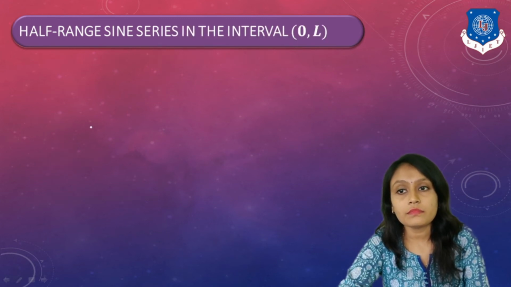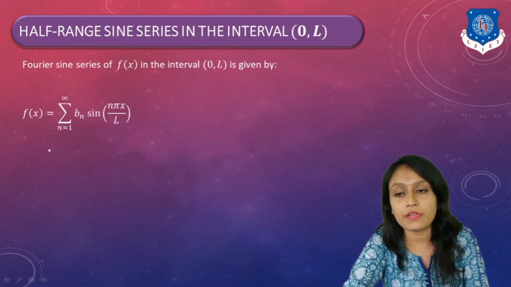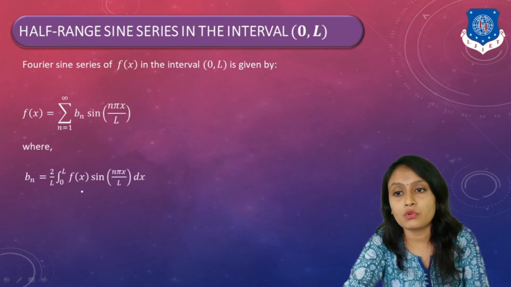Now the half-range sine series in the interval 0 to L is given by the formula f(x) equals summation n from 1 to infinity Bn sin n pi x upon L, and the formula to find Bn is 2 upon L integration 0 to L f(x) sin n pi x upon L dx. So whenever you are asked to find the cosine series in the interval 0 to L, you have to apply the previous formula, and for the sine series you have to apply this formula.